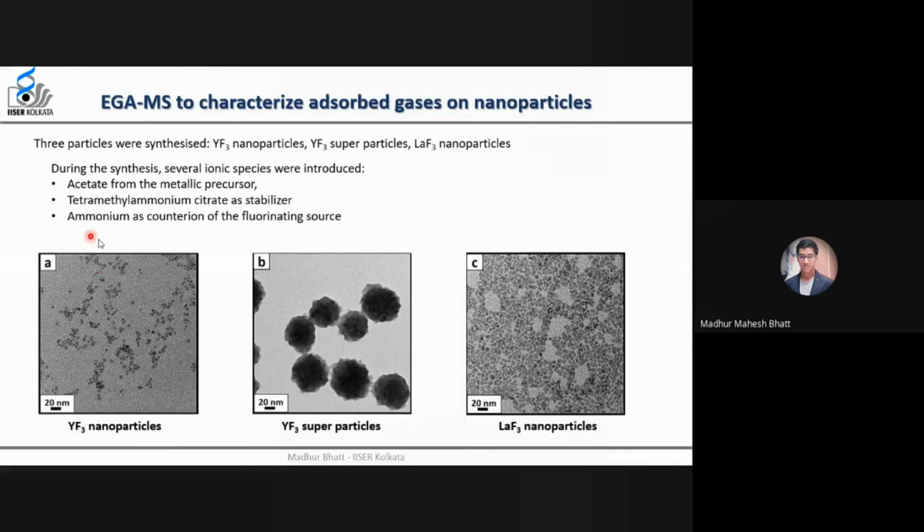And the next thing was ammonium as counter ion for fluorinating source. So all of them have fluorine, and we need a counter ion for that. So ammonium was the counter ion.